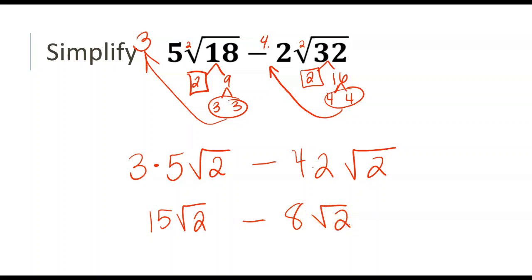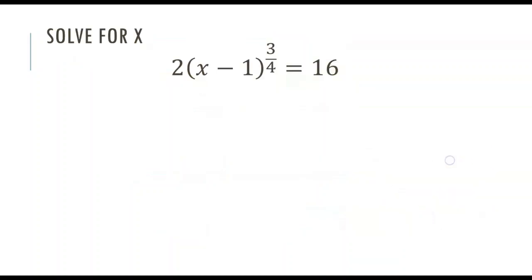And nice! Check it out. We have 2 of the same radicands here, so I can combine it. I keep the radical 2, and I subtract 15 minus 8 to get 7. 7 radical 2 is our final answer.